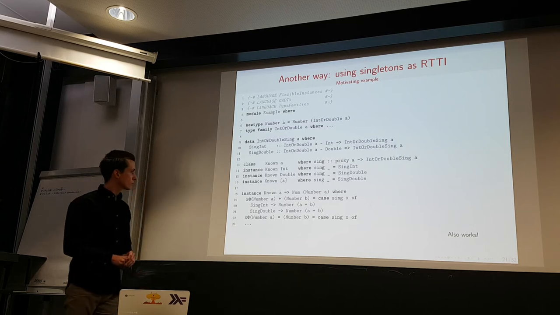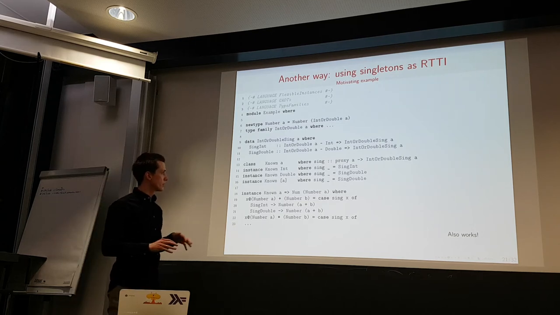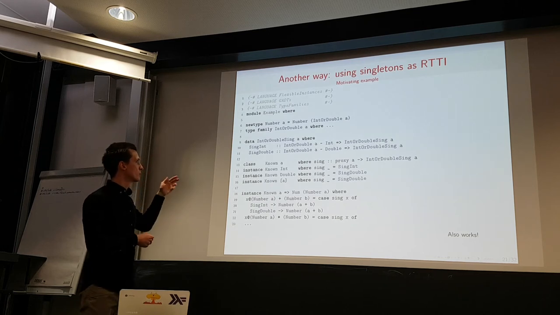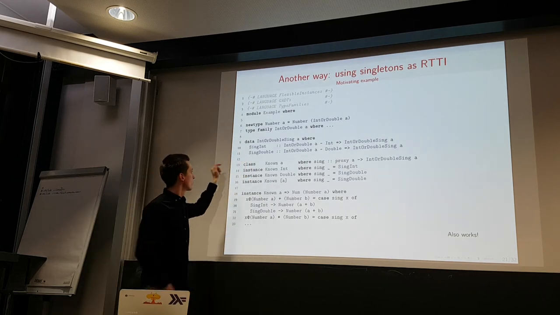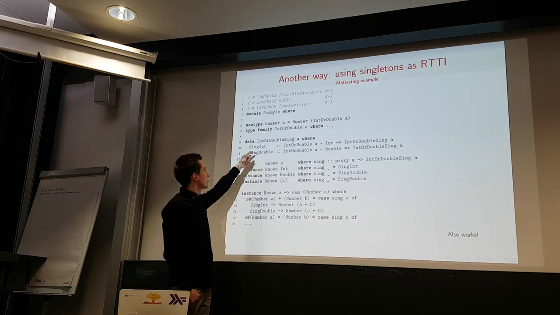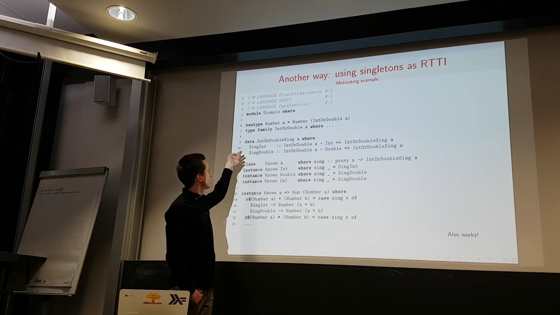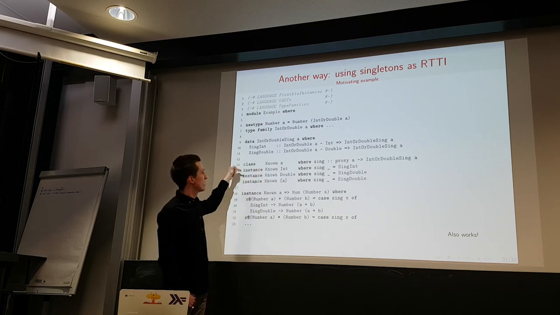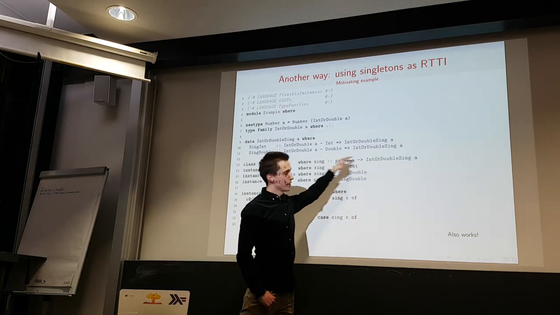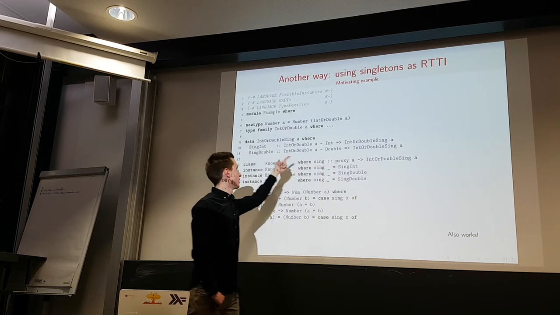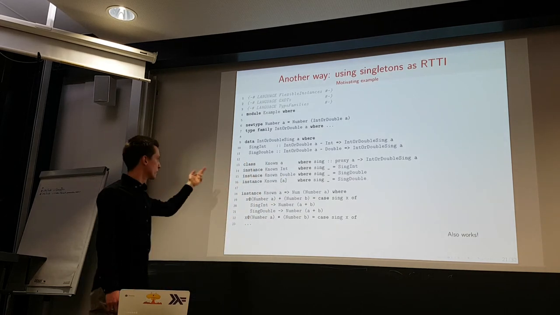What else can we do? We can define, in a singleton style, runtime type-level information about which instance we have there. So I define first of all one singleton which says if the type inside is int or double, and then define a class with a single function in our style, as we saw before, such that it returns a singleton, and then a few instances for it.